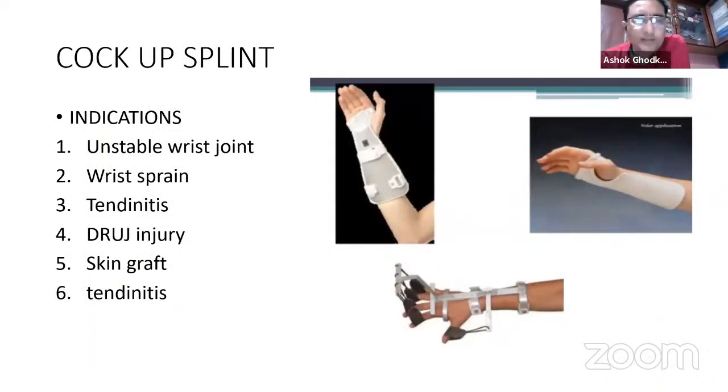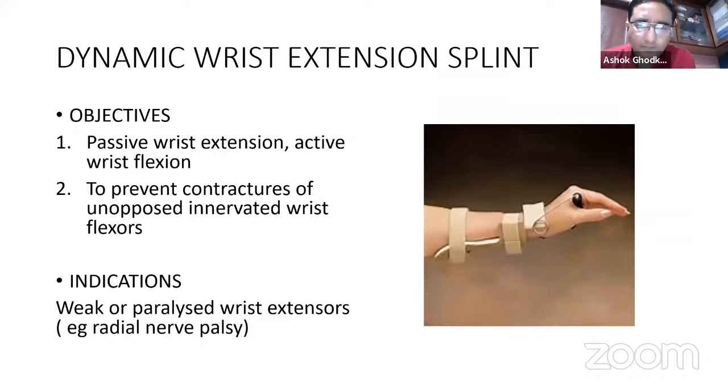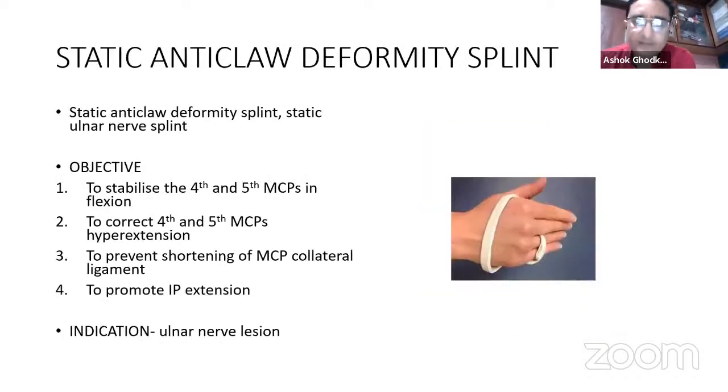So these are the other splints. The cock-up splint is used for an unstable wrist joint, wrist sprain, tendinitis, distal radial nerve injury. So what is the objective of this splint? Passive wrist extension, active wrist flexion, and preventing contracture of the unopposed innervated wrist flexor. So now we are going towards the nerve injuries.